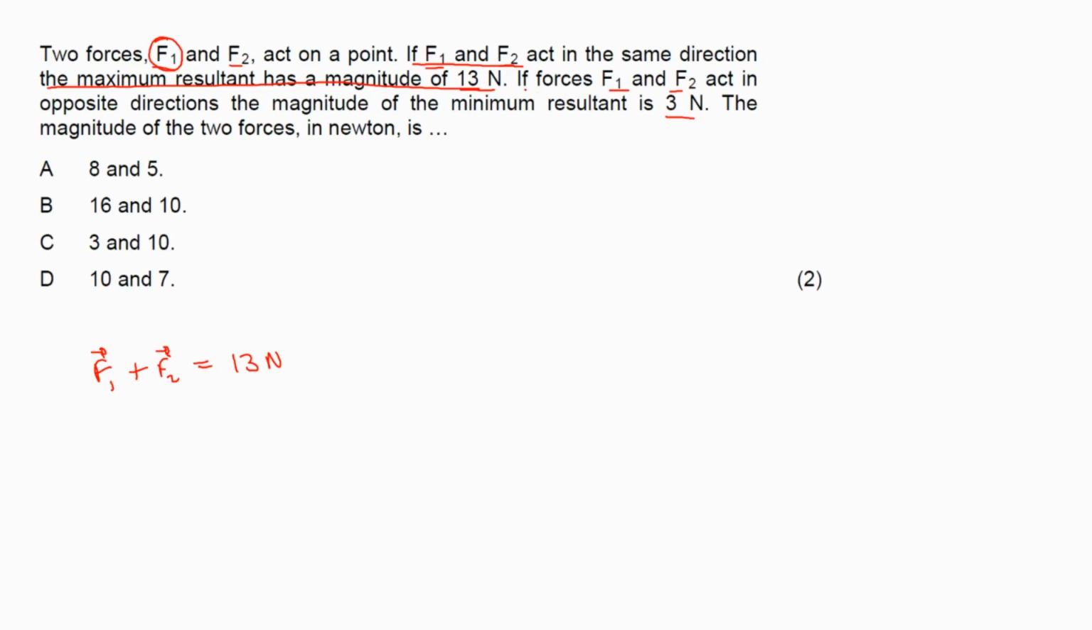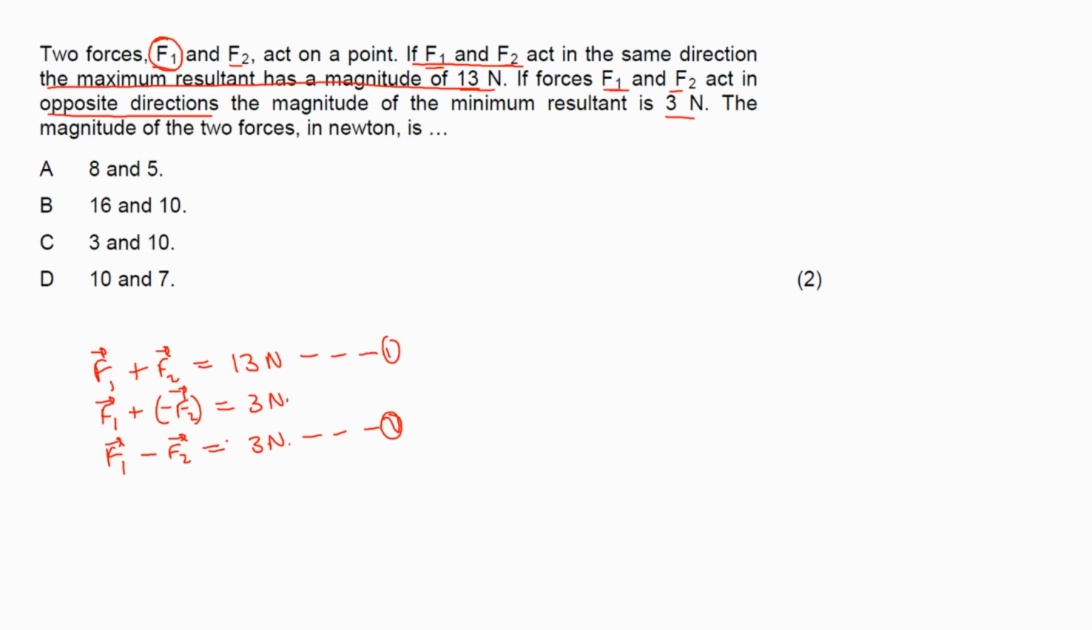And then we come to the second one. If forces F1 and F2 act in the opposite direction. Now, if F1 is our positive reference direction, then F2 is going to be negative because it's opposite. So we're saying that force 1 plus negative force 2 is equal to what? 3 newtons. Or this one can rewrite it as force 1, F1 minus F2 is equal to 3 newtons. So this is equation 1 and this is equation 2.